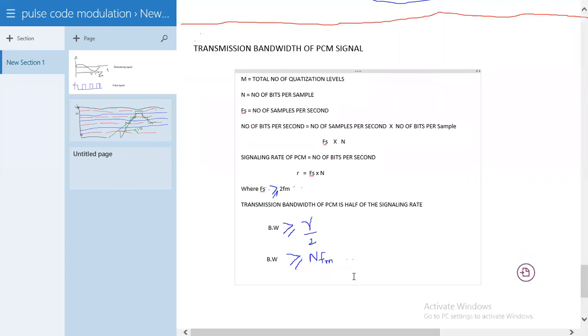What is the r? r is nothing but Fs into N, where Fs is equal to 2Fm. The 2 gets cancelled. Now you will get N into Fm. So the transmission bandwidth of PCM is approximately equal to N into Fm, where N is the number of bits per sample and Fm is the frequency of the modulating signal.